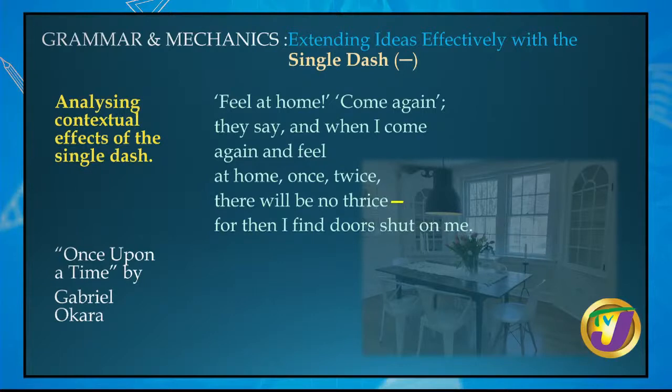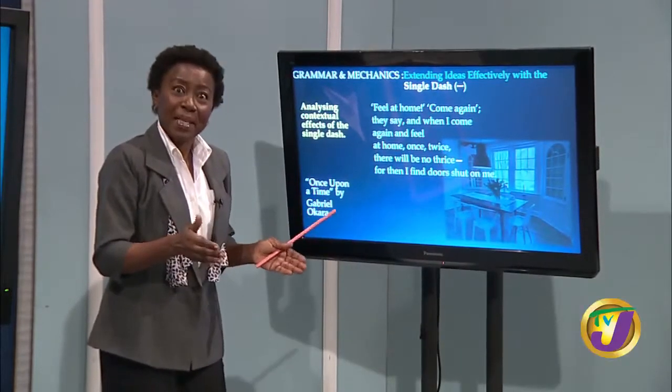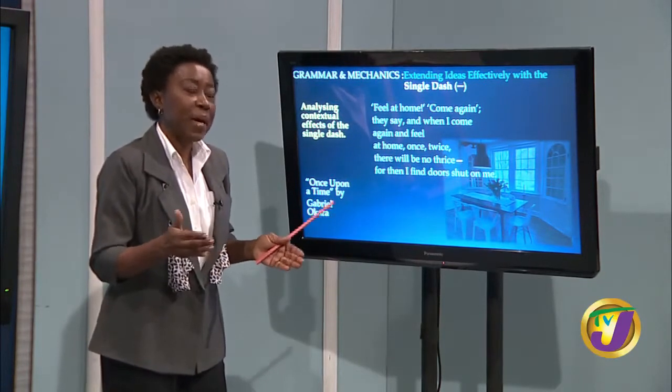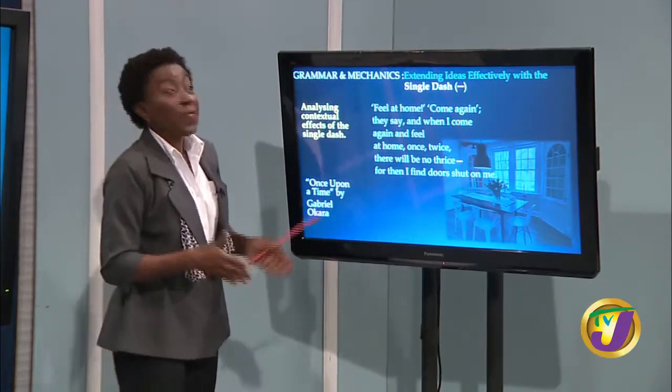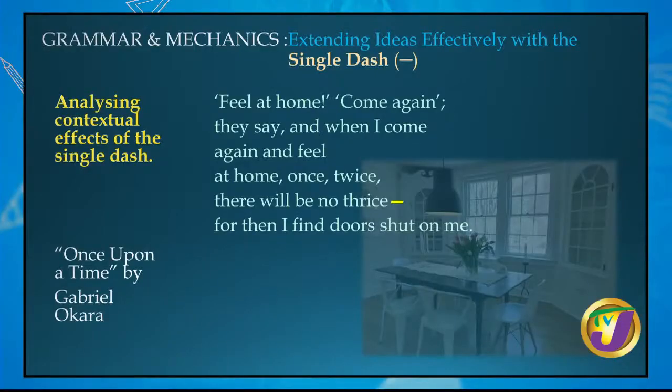Following? So when you read poetry and you see a dash appear in a verse, the dash is a part of the style, and it is very important to pay attention to the ideas being communicated by the dash. So let's go. "Feel at home. Come again, they say, and when I come again and feel at home once, twice, there'll be no thrice, for then I find doors shut on me." Now this is one verse from the poem.